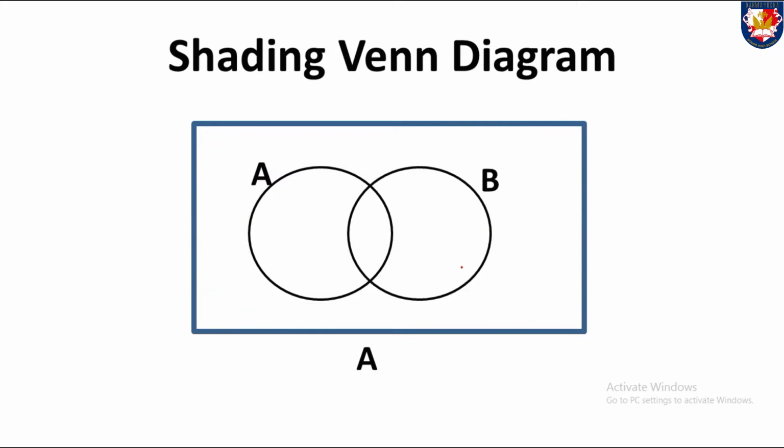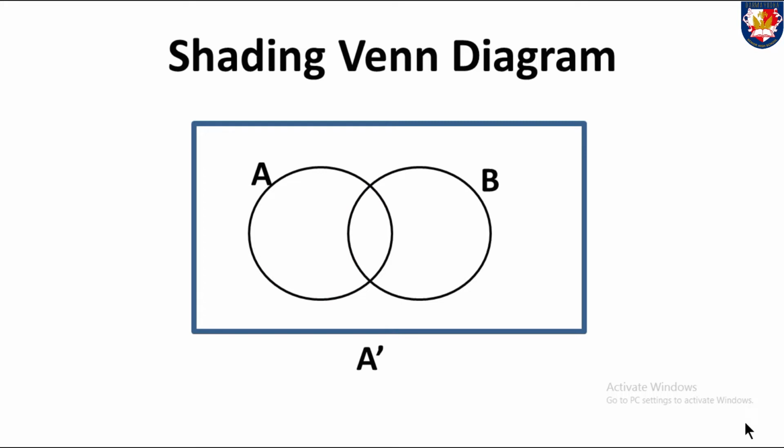Now, how about shading a set A while there is a set B in the universal set? The thing that you need to focus on is set A. We are going to shade set A. That means we shade all the region inside the circle of set A. All the region. Doesn't matter if the region also covers the area of set B. So this is all the area of set A. Shade this area.